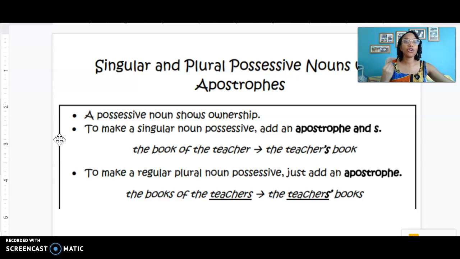To make a regular plural noun possessive, just add an apostrophe. Now imagine that these books don't belong just to me, but they belong to all the teachers at our school. In this case, instead of saying the books that belong to the teachers, we will say the teachers' books. Now notice, it sounds the same, but the apostrophe belongs in a different position. In the first example, the apostrophe came after the word teacher and before the s. In the second example, the word teachers already had an s at the end, so we just added the apostrophe to it.